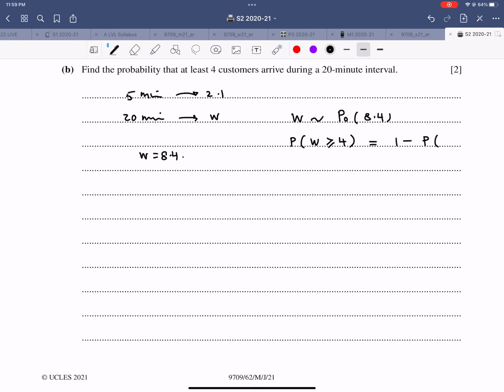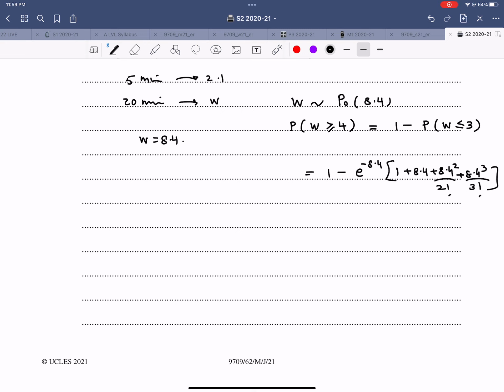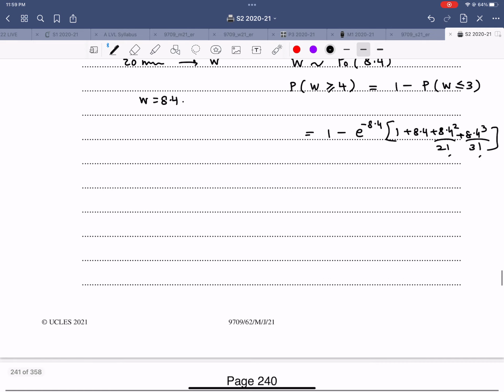So therefore this is 1 minus e raised to power of negative 8.4. The mean has changed, and this is 1 plus 8.4 plus 8.4 square over 2 factorial and 8.4 cube over 3 factorial, and everything is taken care of. So now you would use a calculator, do the subtraction, take care of the accuracy, and then you get this answer. So this is question number 7, the second part.